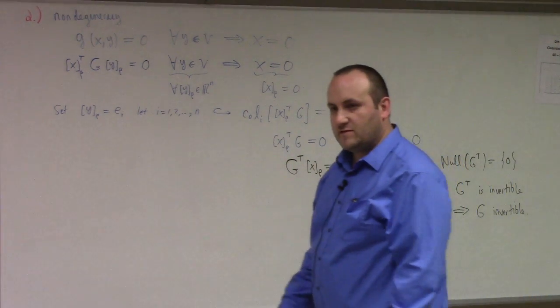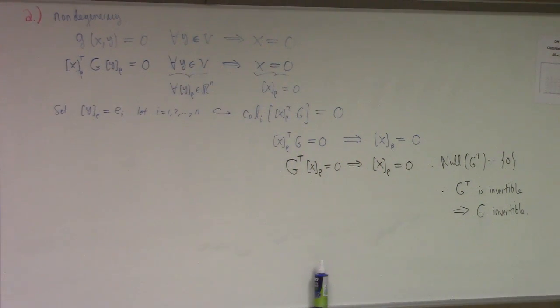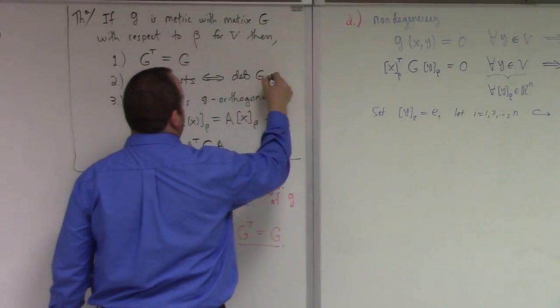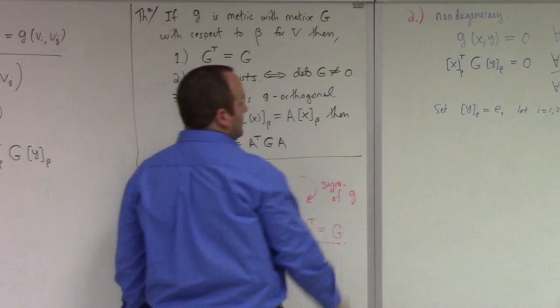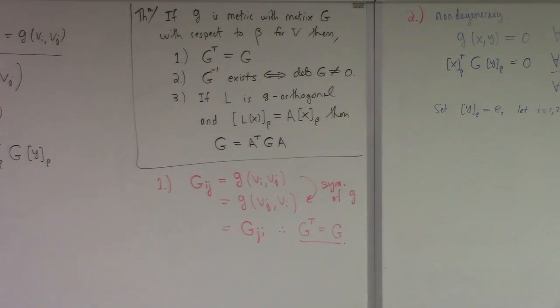G inverse exists. The non-degeneracy condition translates into the condition that the matrix of the metric is invertible. You could also replace this with a condition we know from our previous study: the determinant of G is not 0. That's often a useful calculational characterization of the non-degeneracy of the metric, that the determinant of the matrix of the metric is non-zero.